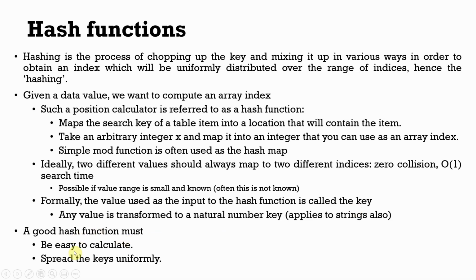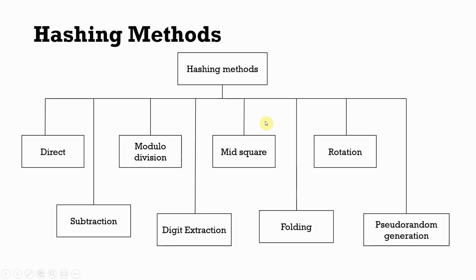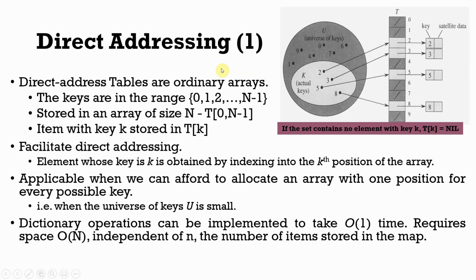A good hash function must be easy to calculate, fast, and it should spread the keys uniformly. We will also see that a good hash function should be deterministic. It means that it has to give us the same output for the same input all the time. It can't be just random. There are different methods to implement hash functions. In this presentation, we are mostly going to focus on the division method, but I briefly introduce some other methods that can be used as a hash function.